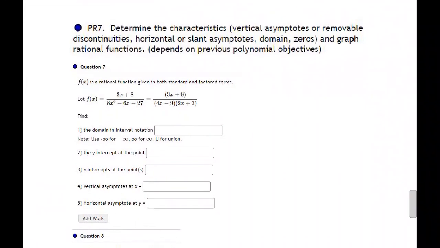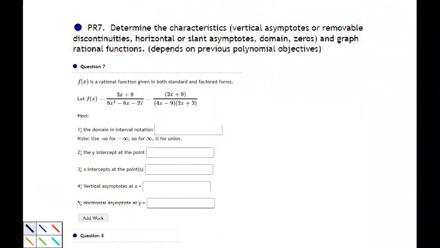All right, now for PR7, this objective is determine the characteristics, vertical asymptotes, removable discontinuities, horizontal or slant asymptotes, domain, and zeros, and graph rational functions. Now this objective has two questions that go with it. So, question 7 says f of x is a rational function given in both standard and factored form. So let f of x equal numerator 3x plus 8 over denominator 8x squared minus 6x minus 27.